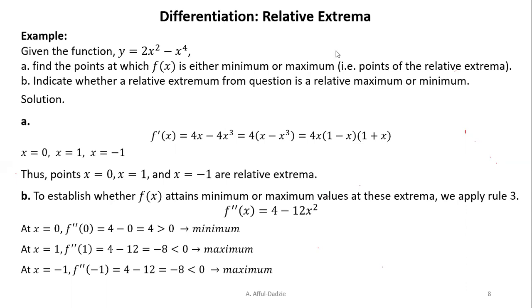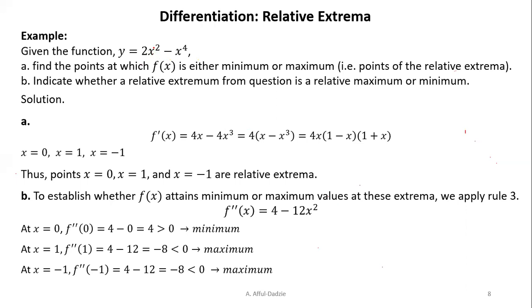All right, so we have the function 2x squared minus x to the 4th. Find the points at which f of x is either maximum or minimum, and then indicate whether each relative extremum is a relative maximum or minimum. So we want to be sure that the point we are calling the maximum or minimum point is indeed the highest possible maximum point. So we take the first derivative.